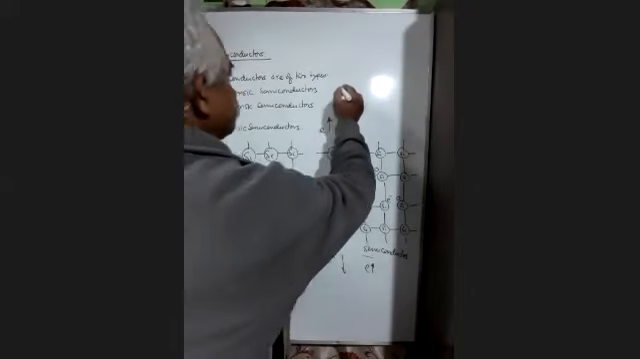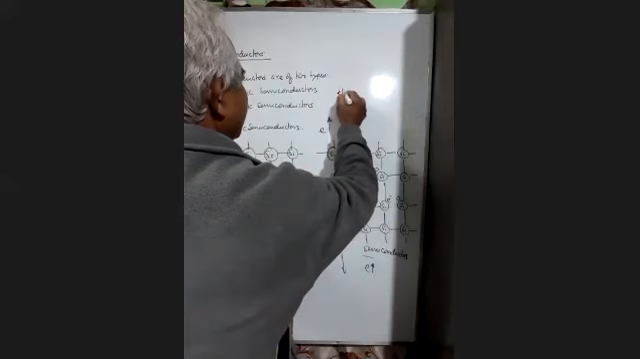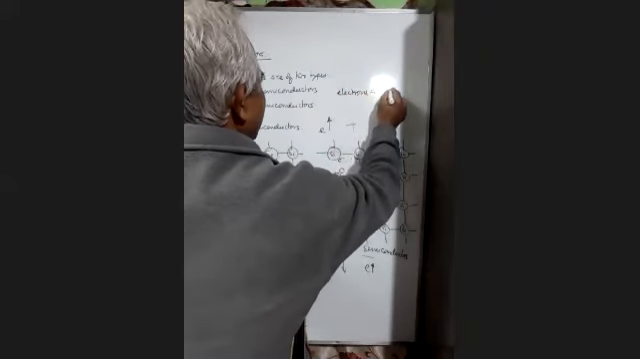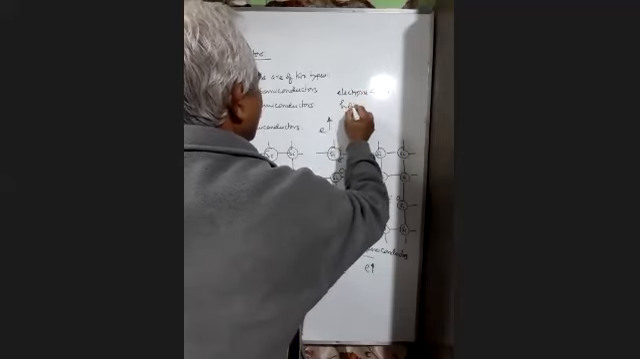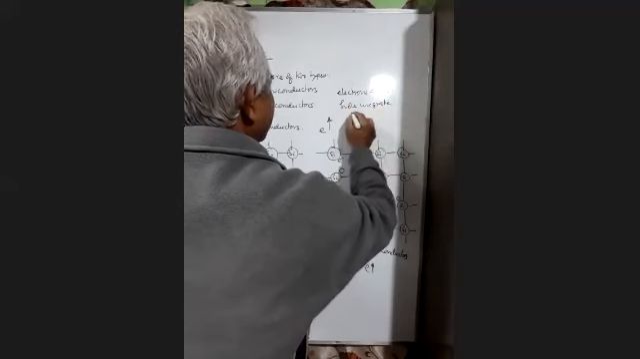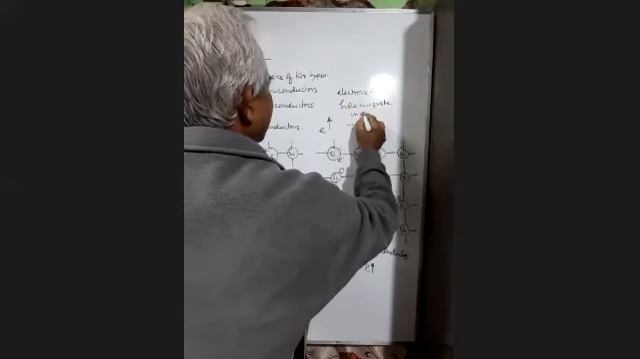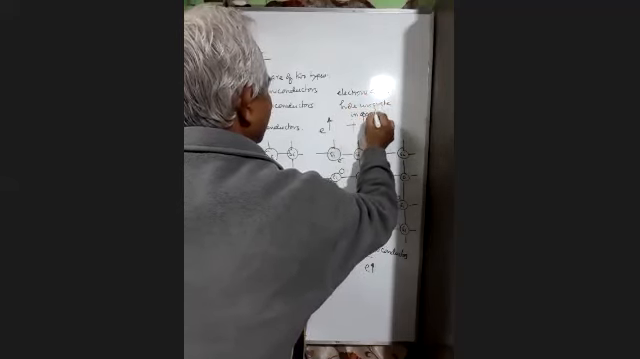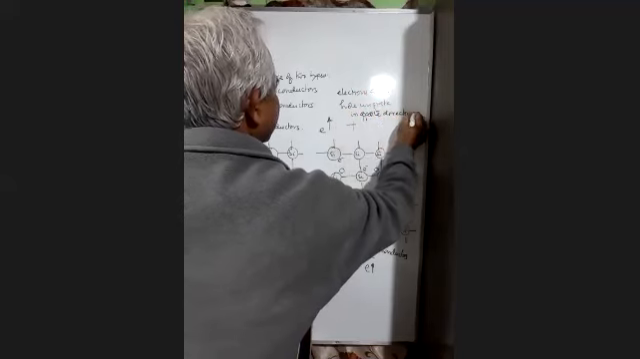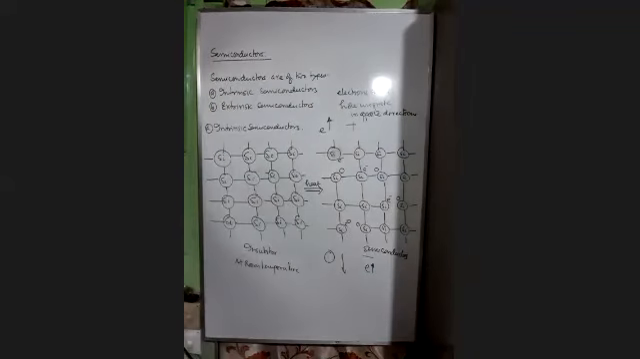Okay, so what did you find here? That electrons and holes migrate in opposite direction. Okay. So I can give you a very simple example.